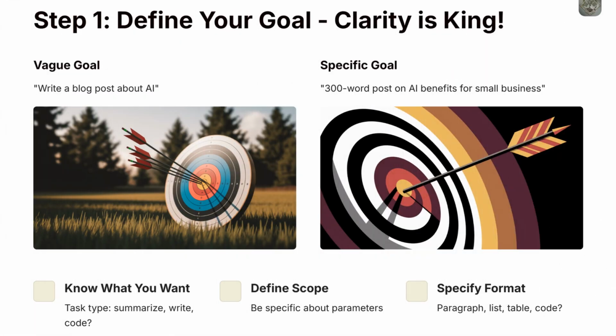Step 1 is foundational. Clearly define your goal. Before writing anything, know exactly what you want the AI to do. Is it summarizing, writing code, brainstorming ideas? Define the scope. Don't just say write a blog post. Specify length, topic, audience, and tone like the example shows. And specify the output format. Do you need a list, paragraph, table? Precision here saves time later. A specific goal dramatically increases the chance of getting a useful first response.